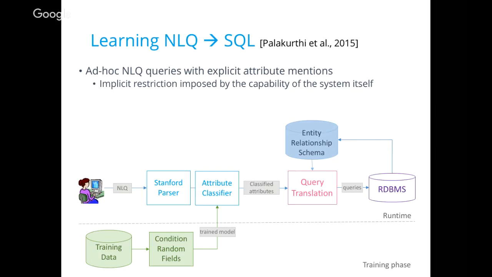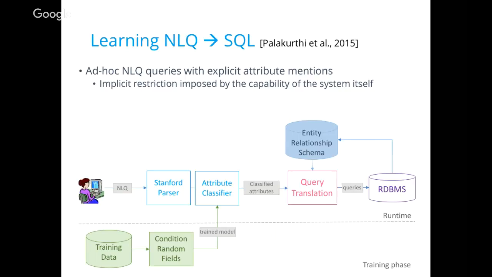So, move on to the next one. This one is actually a fairly simple system. The reason I want to include it is that it's the only system I can find so far, from the natural language query interface to database point of view, that involves some machine learning, not just on the resolving ambiguity side, but actually on the translation side, on understanding the query itself.